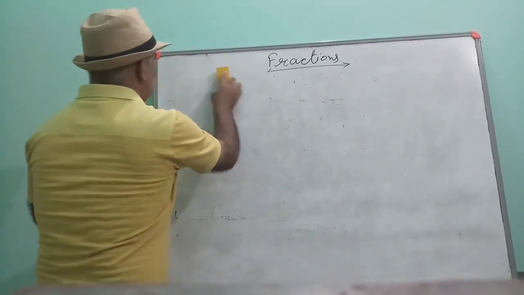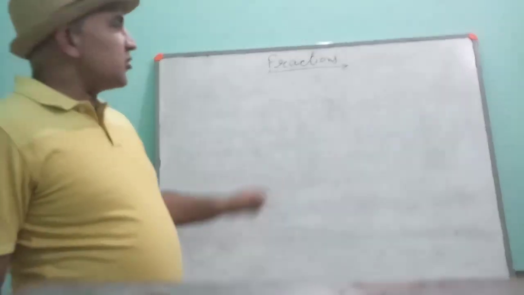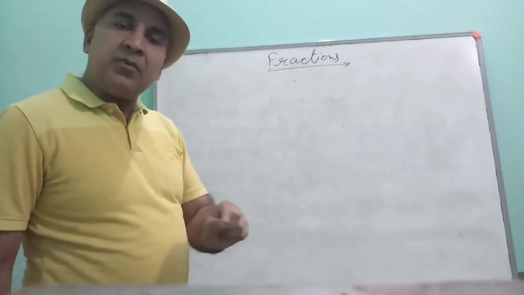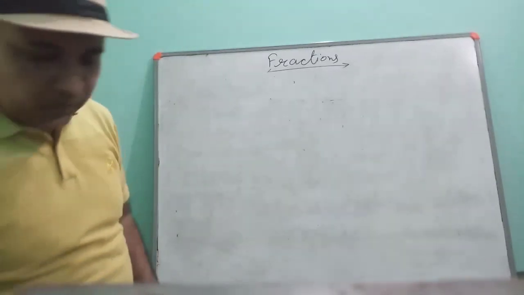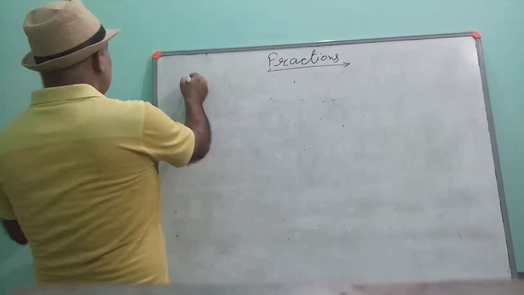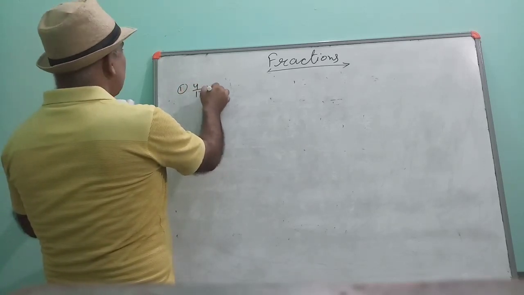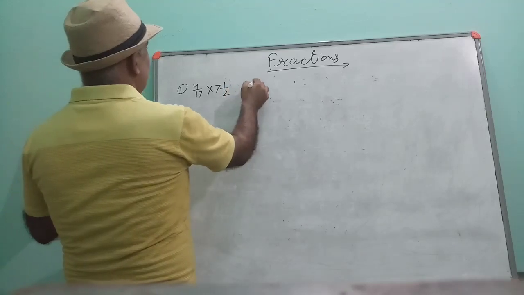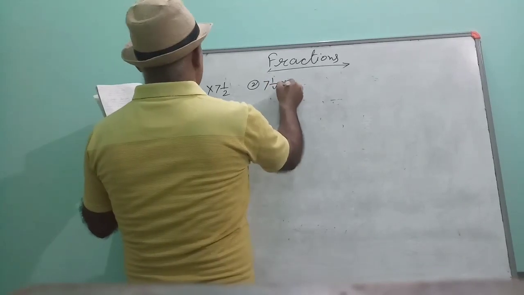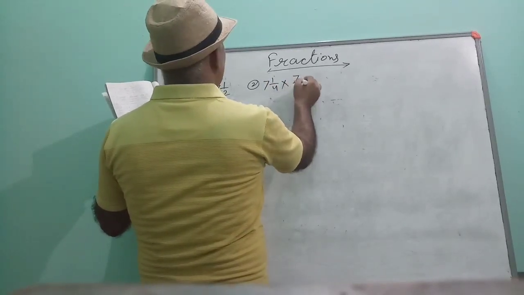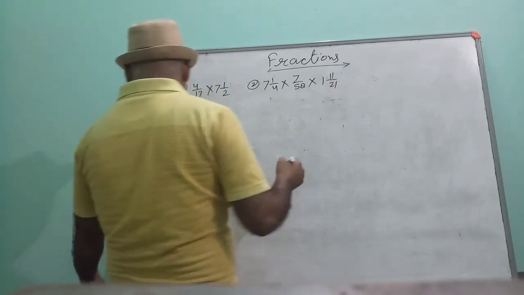Children, the solving process of fraction questions is the same as the solving process of rational numbers. See, I have written some questions for you. I am going to solve, and pay attention and try to understand. 4 upon 17 into 7 and half. Second question. 7 into 1 by 4 into 7 by 58 into 1 into 11 upon 21.